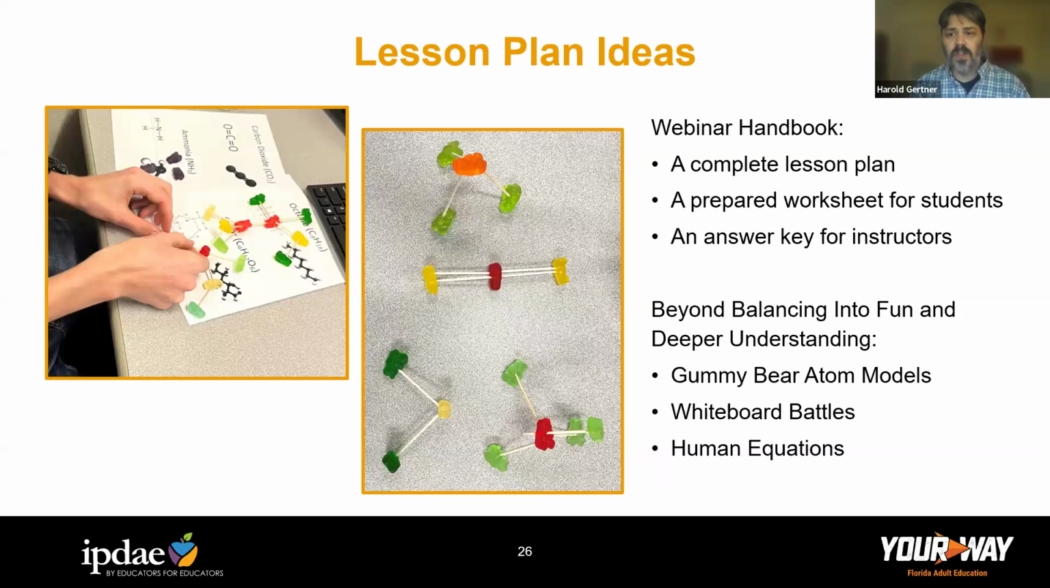But there's also some other things you can do. For example, a really fun activity is making gummy bear atom models. Here's some examples of what I've done with students. Now these are all individual molecules. Like here in the middle is a CO2. So the red is the carbon and the oxygen is the yellow. So we've got a CO2 versus, yeah, here's an H2O because our O is yellow and our H is green. So we've got a CO2, but then an H2O.